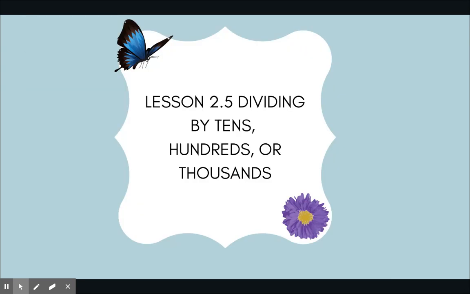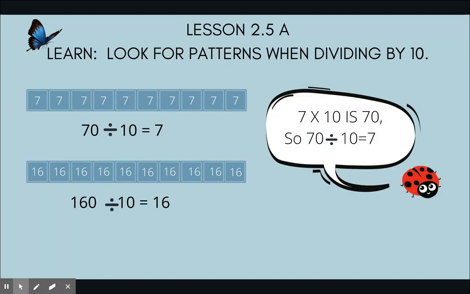Lesson 2.5, dividing by tens, hundreds, or thousands. So just like when you're multiplying by 10, when you're dividing by 10, you want to go ahead and look for patterns. So if you know that 7 times 10 is 70, or 10 groups of 7 is 70, you also know the reverse is true, that 70 divided by 10 would equal 7. Or in this case, 160 divided by 10 would equal 16. So there are 10 equal groups of 16 to make 160.